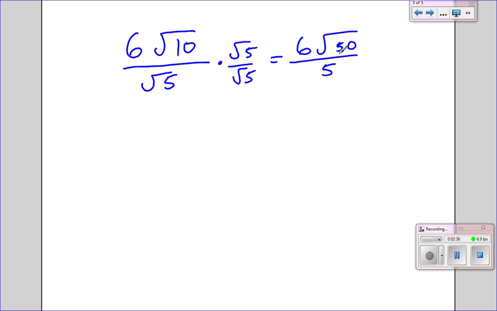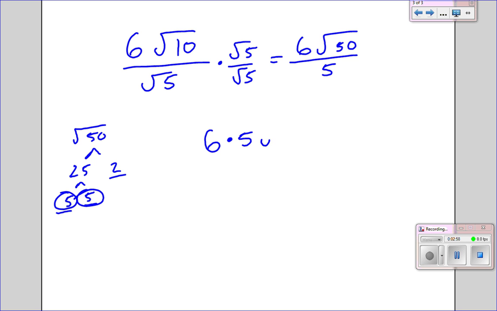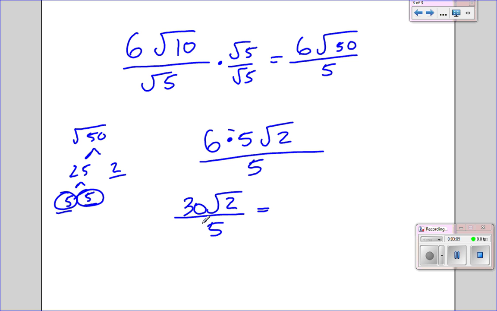Now you might think you're done, but you actually have to look at this 50. So square root of 50, and we're going to actually break it down like we did before. So 50 could be seen as 25 times 2. 2 is prime. 25 can be broken down to 5 and 5. Those are prime. And 5 is a pair. So what's already on the outside? 6. 6 times 5, square root of 2 is what's left, all over 5. 6 times 5 is 30. And finally, ask yourself, does 5 go into 30? Yes, it does. It goes in 6 times. So 6 square root of 2 is your final answer there.